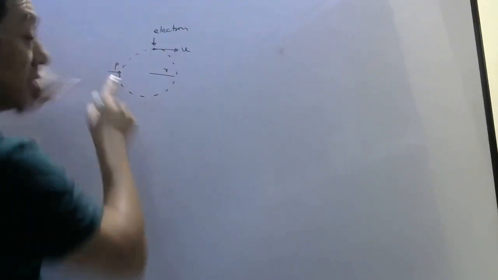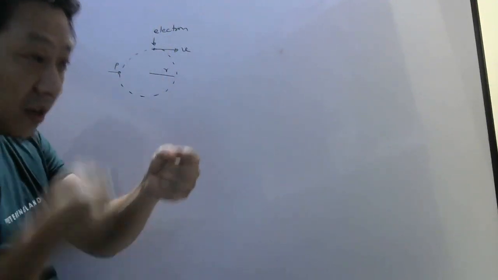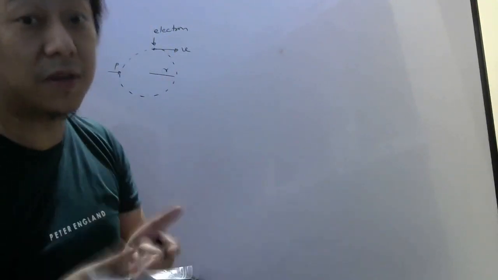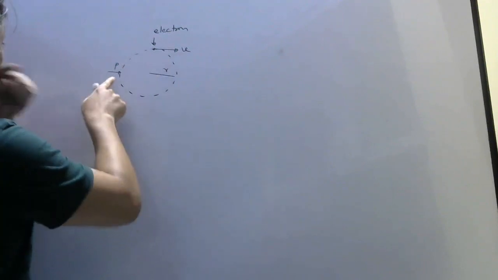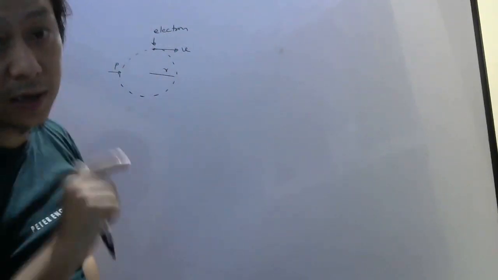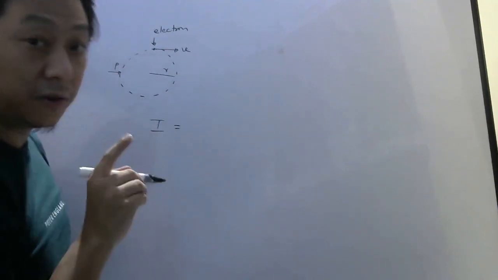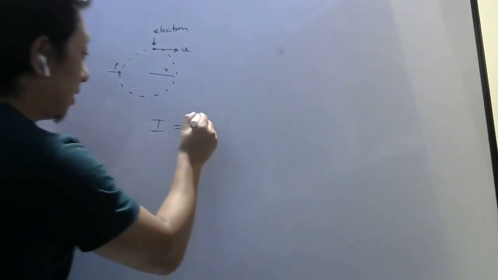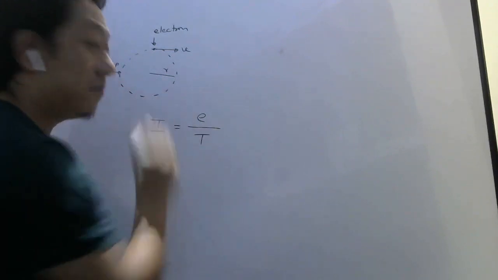How much charge passed? One electron, yes or no? See, when the electron comes back here, that will be called the time period, the time taken for one revolution. So as the electron completes one revolution, through any point, only one electron is passing. So current will be the amount of charge which is passing, which is e, divided by the time taken. And time taken here is the time period.